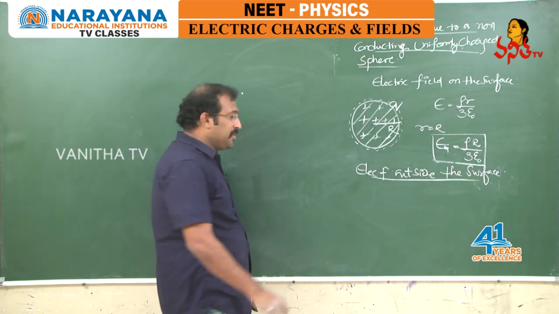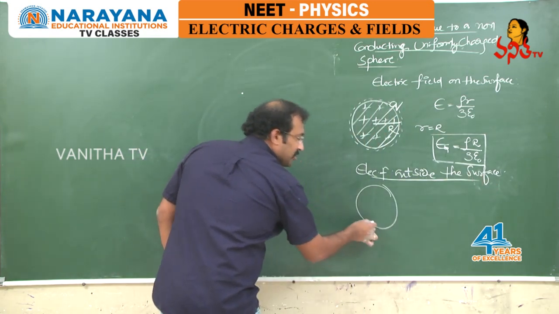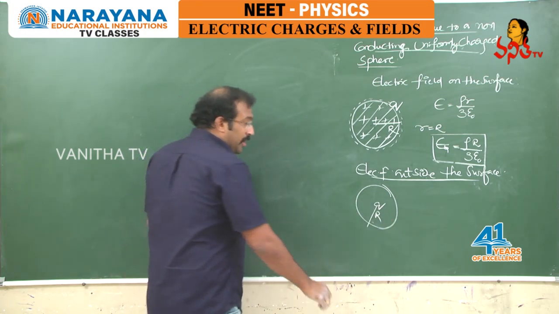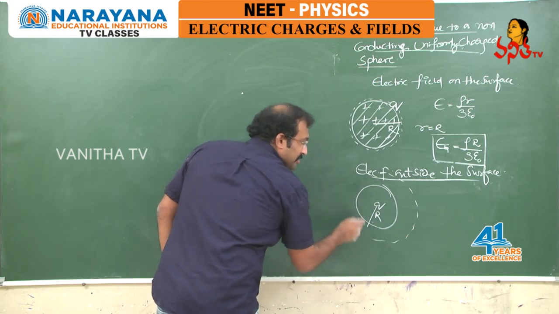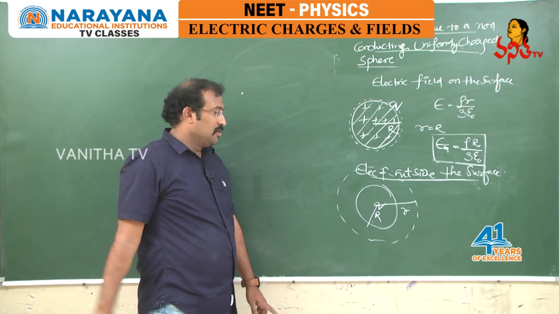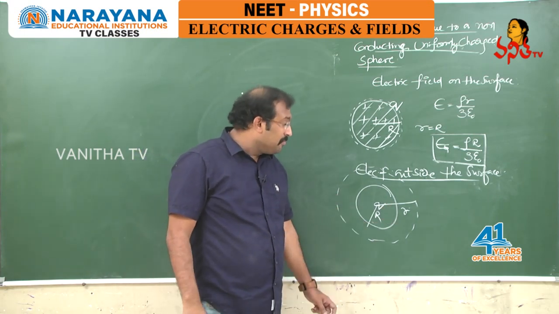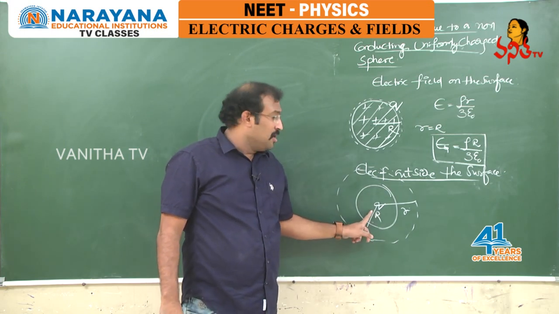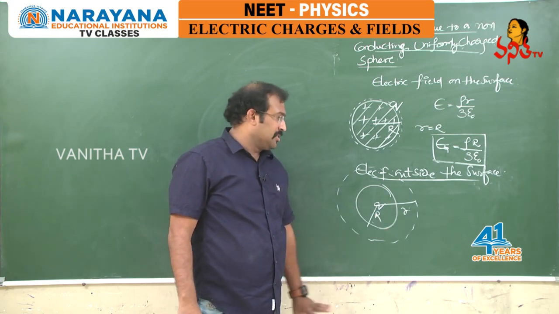Electric field outside the surface. Now this is the charge q, and this is radius r. Now I will draw a Gaussian surface at a distance r outside the solid sphere. At every point at a distance r, the electric field due to this solid sphere will remain constant.